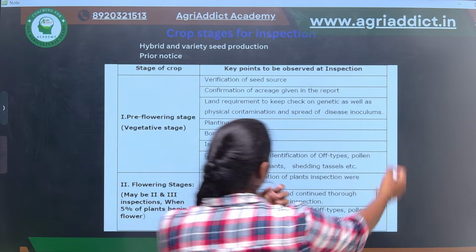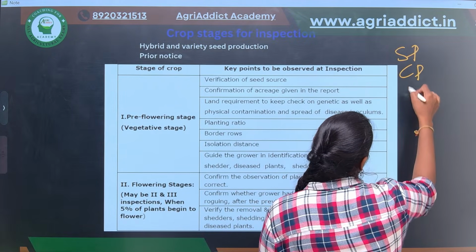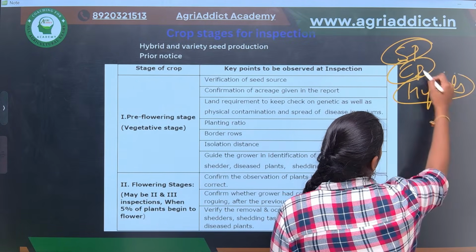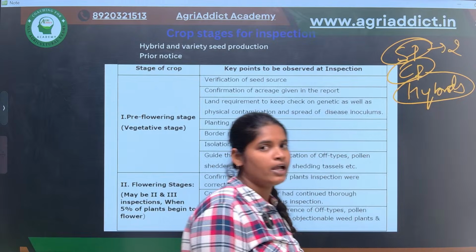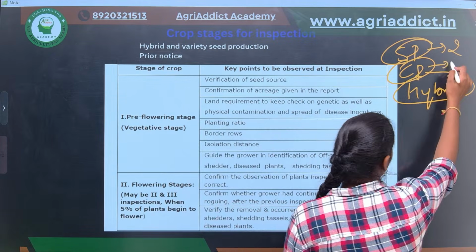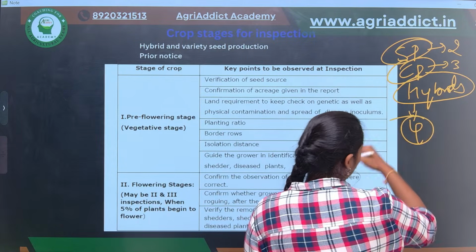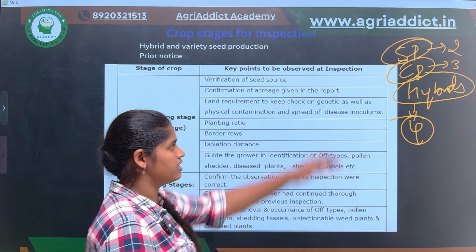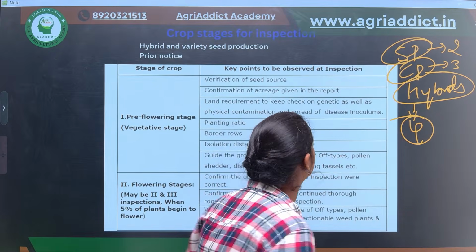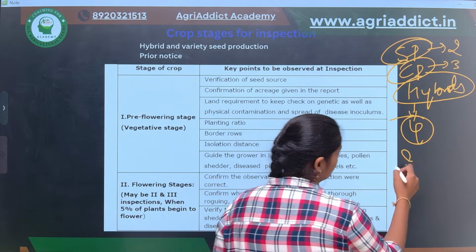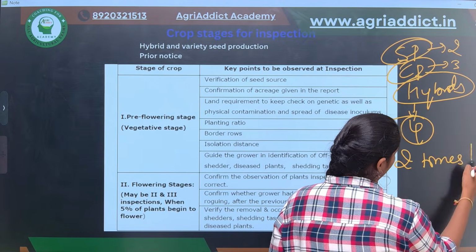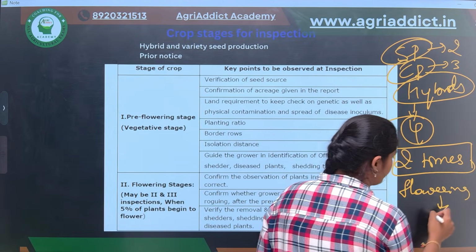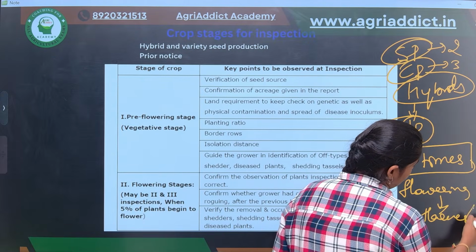The next point: there are differences in the number of field inspections we do. For self-pollinated crops it is different, for cross-pollinated it is different, and for hybrids also it is different. In self-pollinated we usually go for 2, in cross-pollinated 3, and in hybrids 4 maximum. It is based on what type of crop it is. In self-pollinated, we can inspect the field 2 times, from flowering to harvesting. At any time he can inspect.